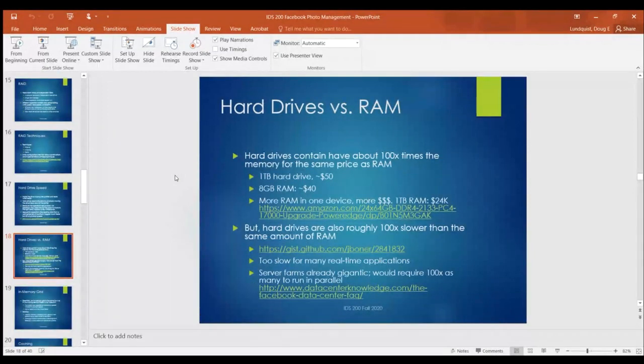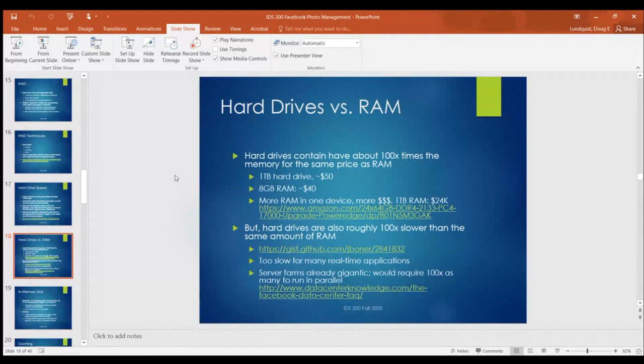Okay, so rough numbers, hard drives are about 100 times cheaper than RAM. So a 1 terabyte hard drive, you might pay like $50 for that. 8 gigs of RAM, though, you might pay about $40 for that. So you have a whole lot more capacity in a hard drive. 1 terabyte is about 1,000 gigs. The downside, of course, is that hard drives are much slower than the same amount of RAM, and that makes it too slow for many real-time applications.